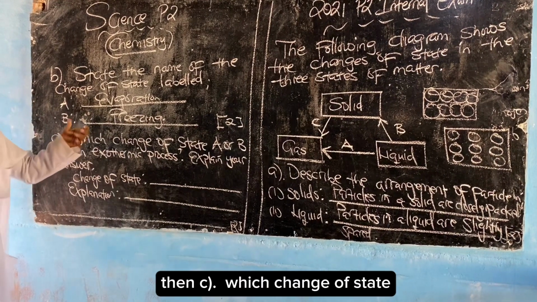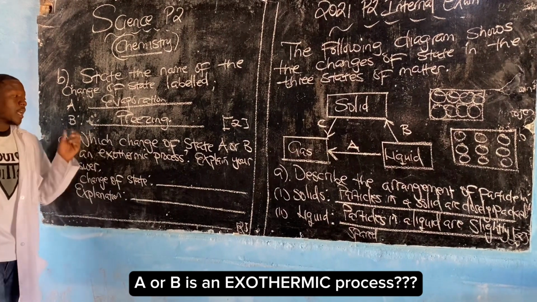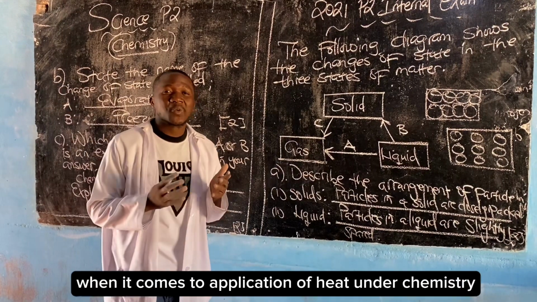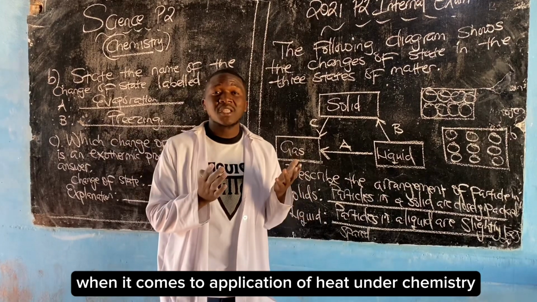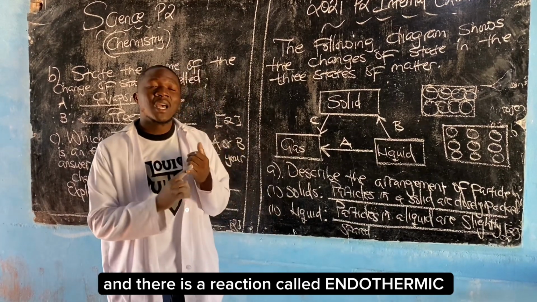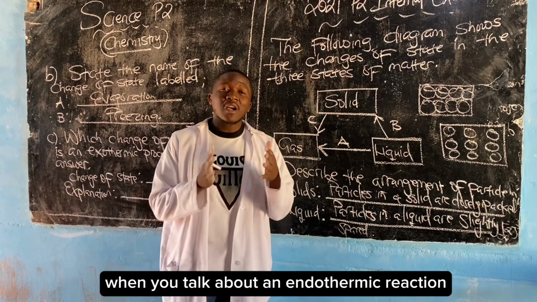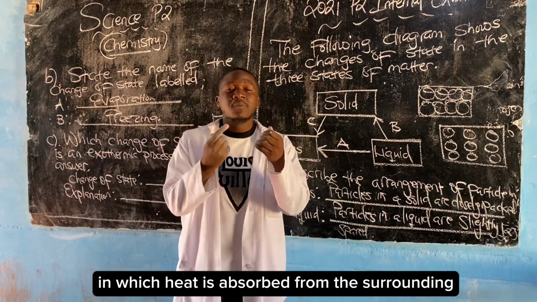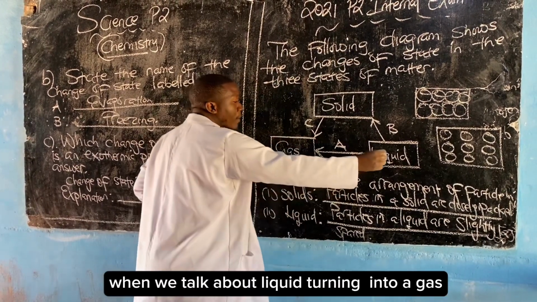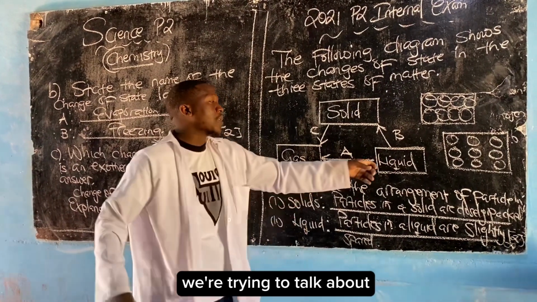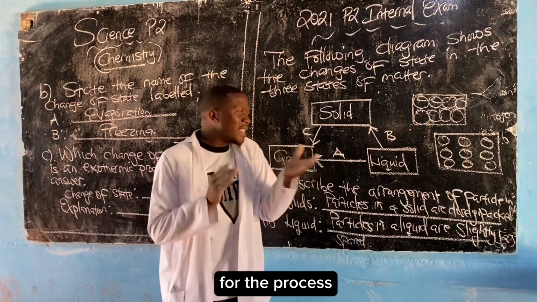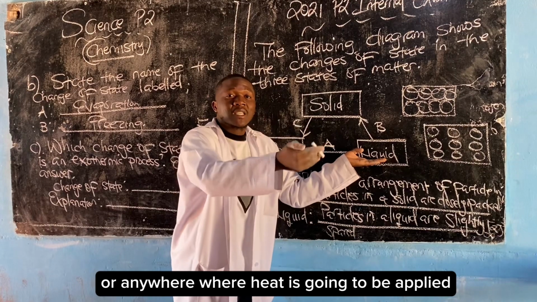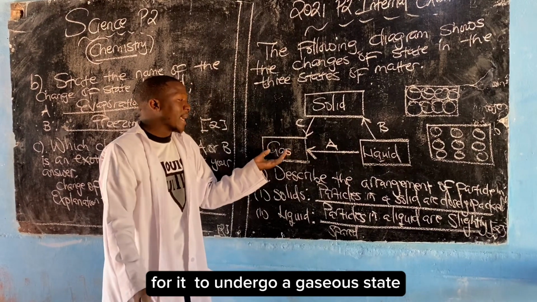Then C, which change of state, A or B, is an exothermic process? Explain your answer. There are two types of reactions when it comes to application of heat under chemistry: a reaction called endothermic and a reaction called exothermic. When we talk about an endothermic reaction, it is a reaction or a process in which heat is absorbed from the surrounding. In the sense that when we talk about liquids turning into a gas, this is endothermic, for the process that this liquid will obtain heat from the surrounding or anywhere where heat is going to be applied for it to undergo a gaseous state.